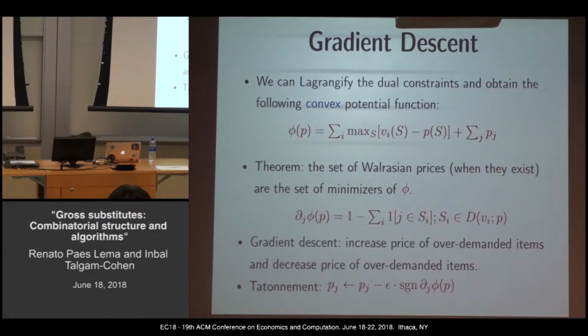And in the opposite case, if items are under-demanded, sorry, I wrote over-demanded twice. Here it should be under. So if the items are under-demanded, this thing should be 0, so the gradient is 1, and you should decrease the price. That's pretty much the intuition that Walras had, that you should increase the price of things that are over-demanded and decrease the price of things that are under-demanded. So the intuition that Walras had is really just saying you run gradient descent.